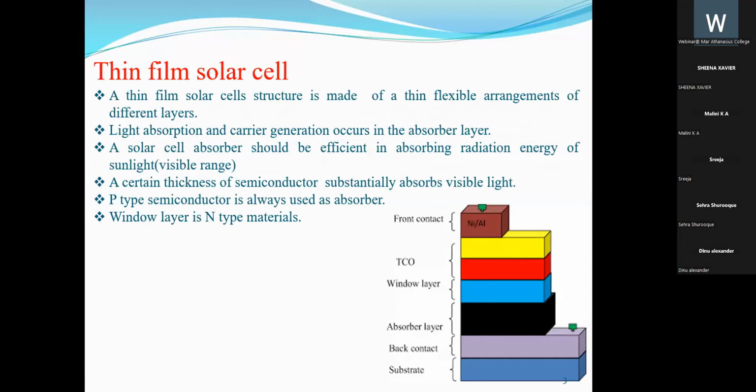First of all, what is a thin film solar cell? A thin film solar cell structure is made up of a thin flexible arrangement of different layers. Light absorption and carrier generation occur in the absorber layer. A solar cell absorber should be efficient in absorbing radiation energy, that is sunlight in the visible range. A certain thickness of semiconductor can sufficiently absorb the visible light, and the absorber layer we use is always a P-type semiconductor material, and the window layer is N-type material. So our aim is to prepare an absorber layer material using tin sulfide.